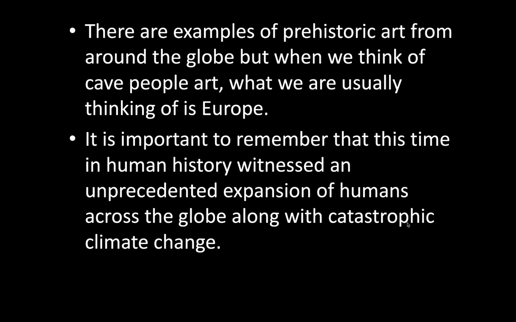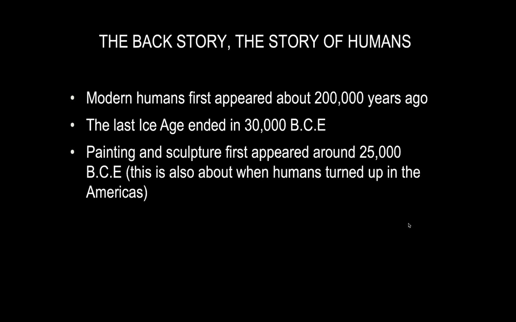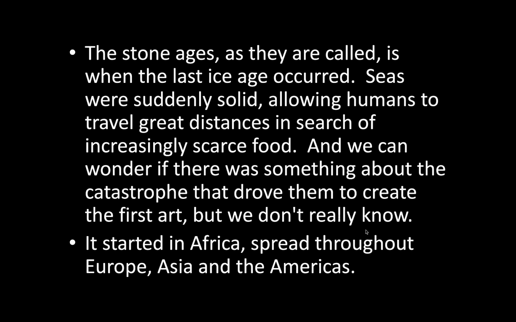study of history. It's important that we remember this is a time where humans were expanding across the globe, but also that the globe was dealing with a catastrophic climate change, dealing with ice ages, and it was a very difficult time for the earliest people. The Stone Age is what it's called. It happens when that last ice age happens. The seas turn solid. It allows humans to travel great distances in search of food, which is why we're talking about those early Paleolithic people are hunter-gatherers. They're looking for food.